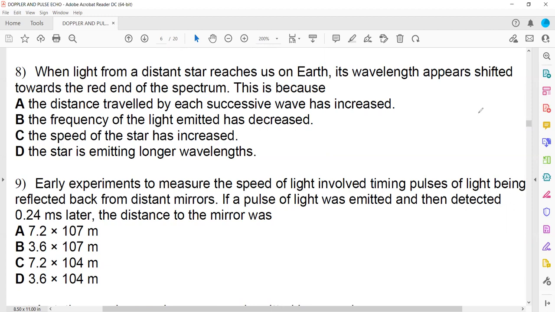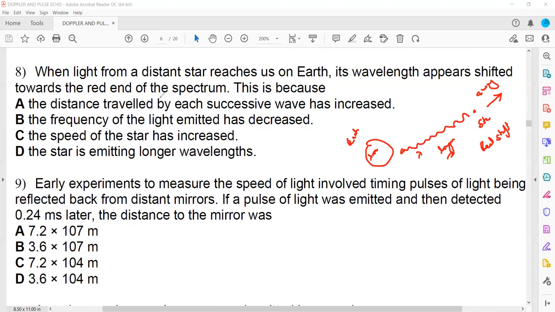So if there is a star far away from us, and on Earth we receive the radiation, and we compare the wavelength received from the star with the same element in the lab, and we find that this is a longer wavelength. So if this is a longer wavelength, what can we say about the star? We can say the star is moving away from us, or it is giving a red shift.